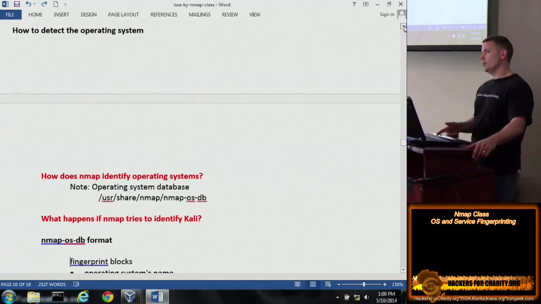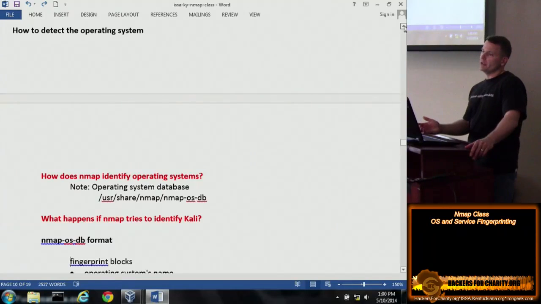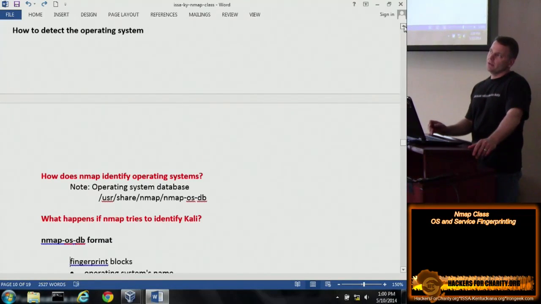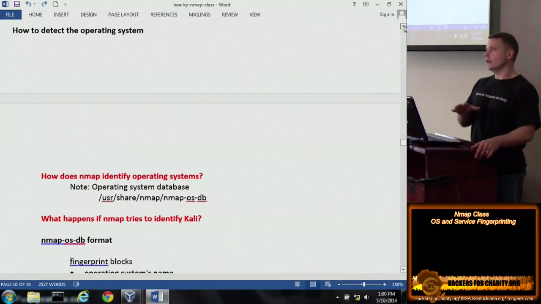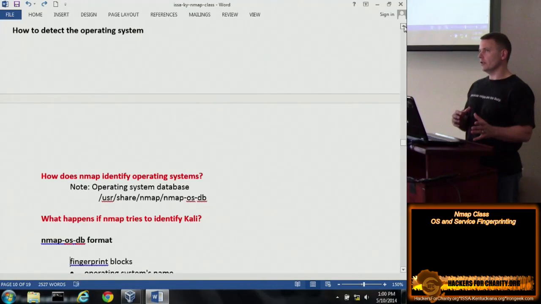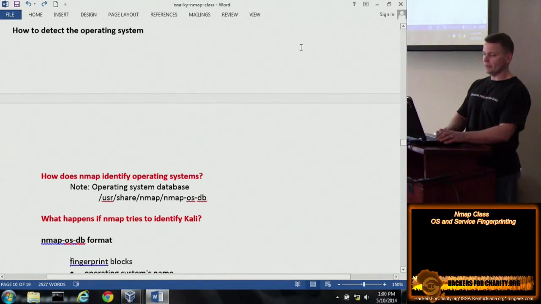And just because you find an open port doesn't necessarily mean you're going to find a closed port. If you had a dedicated web server, for example, you may find that port 80 and port 443 are open, but every other port may be blocked silently by firewalls that are protecting that web server. So it is important to note that you do need to have an open and a closed port, typically, in order to get a good assessment of the operating system.